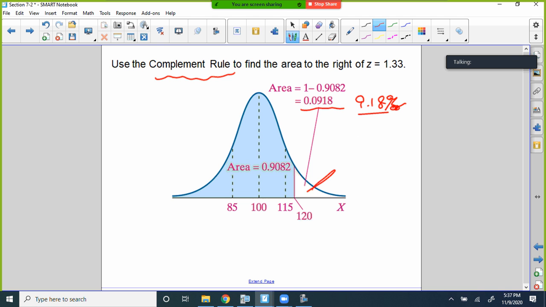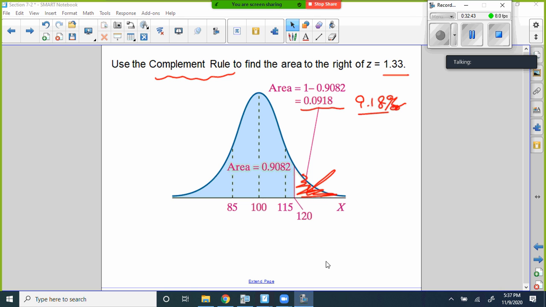9.18% is right here. All that right in there, right? And we found that by doing 1 minus, because the area that they're giving us, the probability that they're giving us for a z-score is always to the left. It's always the area of everything shaded to the left, okay? Any questions on that? Y'all good?